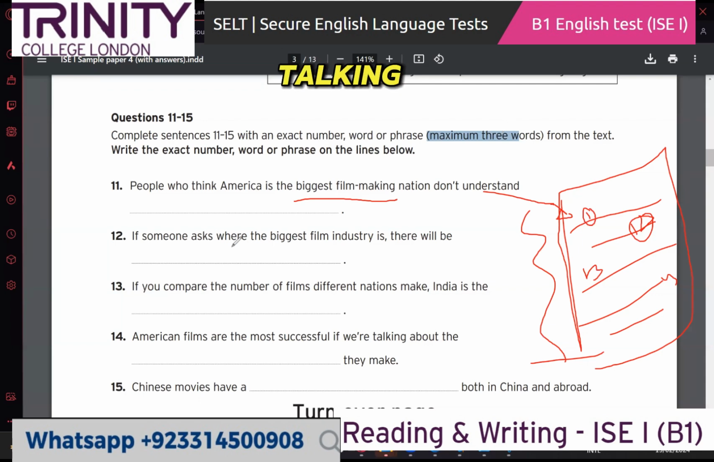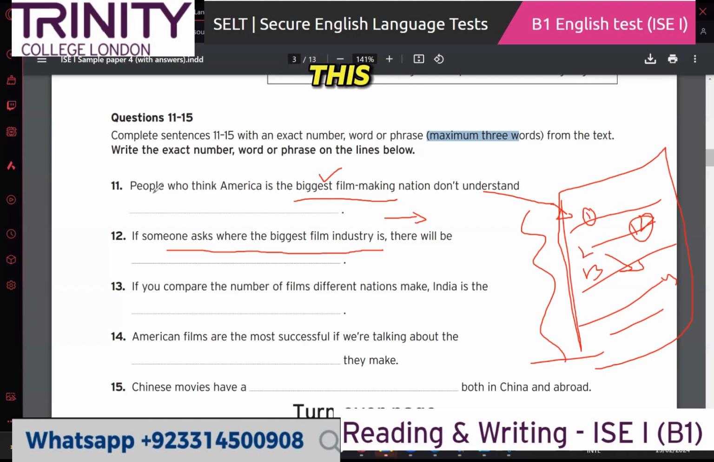Maybe someone asked where the biggest film industry is. They want to know about the location, and it might be mentioned in paragraph number 2. Then if you compare the number of films different nations make, India comes in. So maybe it's mentioned in paragraph 2, but the other lines are 2 to 3 lines below it. So you will always take help from the keywords in the question.